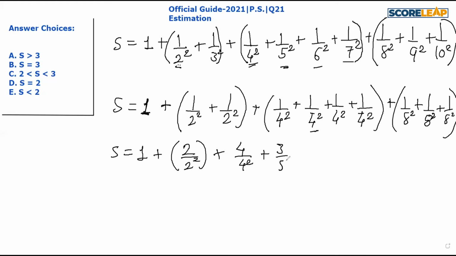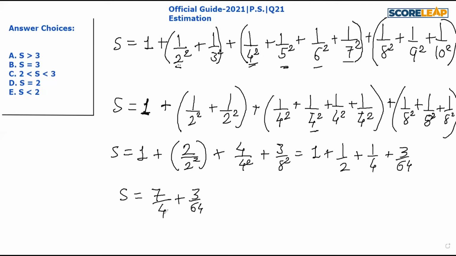Plus here it will be 3 by 8 square, which equals 1 plus 2 by 2 square, which is 1 by 2, plus 4 by 4 square, which is 1 by 4, and 3 by 8 square, which is 3 by 64. So let us add all of this. S is equal to 1 plus half, which is 3 by 2, and 3 by 2 plus 1 by 4 will be 7 by 4, because 3 by 2 becomes 6 by 4, and 6 by 4 plus 1 by 4 is 7 by 4, plus 3 by 64.